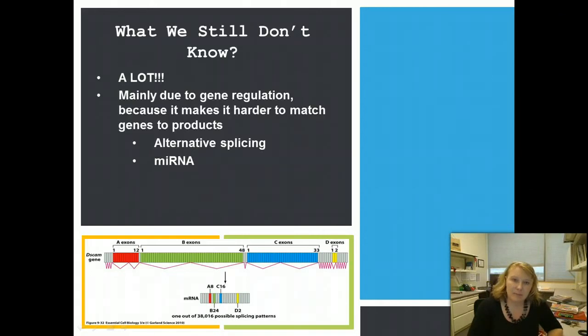So this is the end of Topic 2 for Chapter 9. If you have any questions, please let me know, and make sure, as always, that you review the objectives.